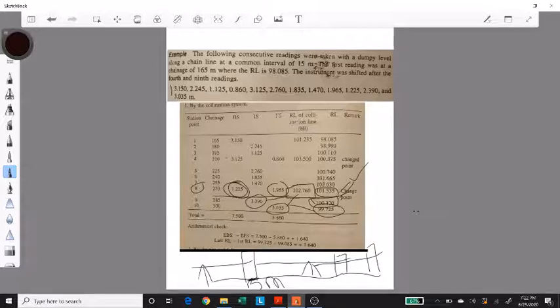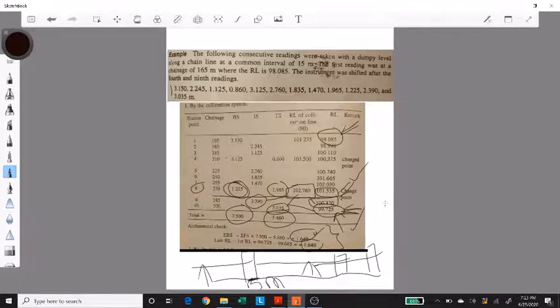The check was that at the end of these computations, the summation of all the backsides minus the summation of all the foresights should be equal to the difference between the last reduced level and the first reduced level. In our case, the summation of backside is 7.5 and the summation of foresight is 5.860. We leave out the intersights and the difference is plus 1.64. Our last reduced level is 99.725 and the first reduced level was 98.085. So their difference is also plus 1.640. Since the two match, that means the computations are correct. So this is how you do it with the height of instrument method.